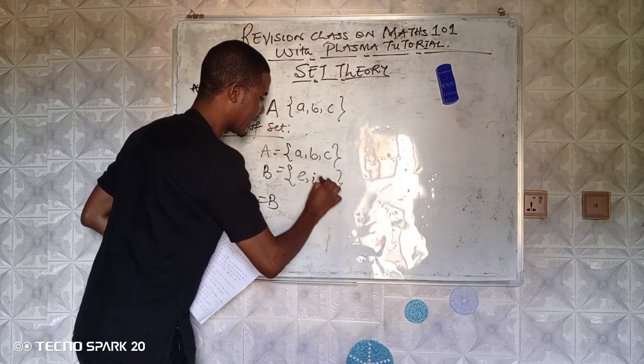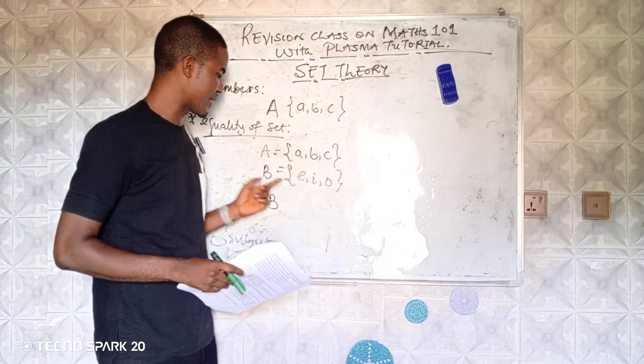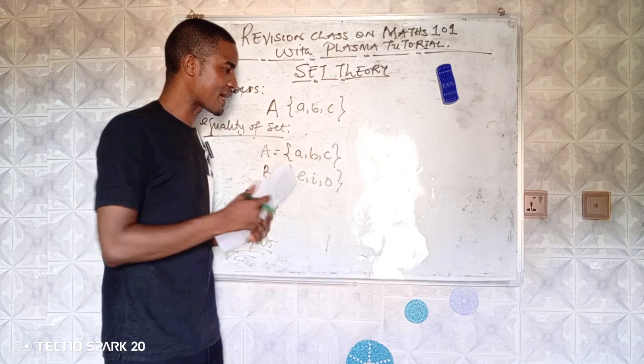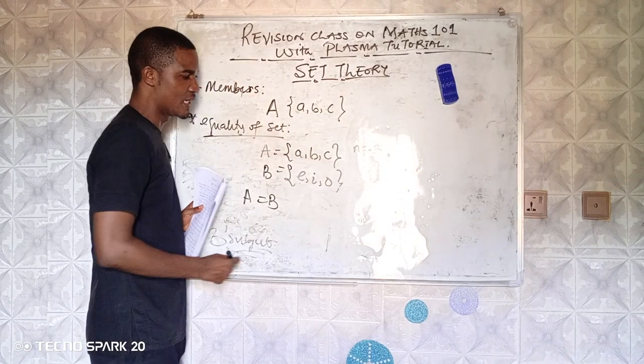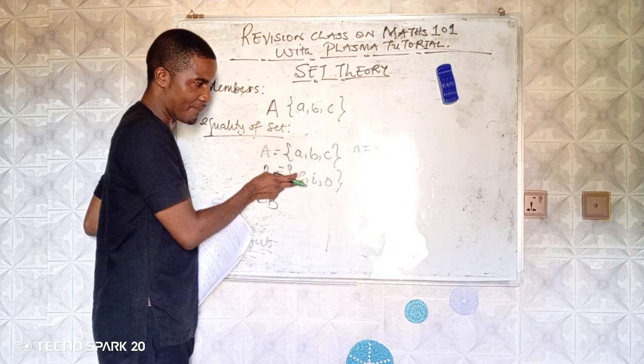E, I, O. If you observe, set A is A, B, C, and set B is E, I, O. They have the same cardinality. Cardinality is equal to 3. I believe you got that. But their members are different. The members here are not the members here.